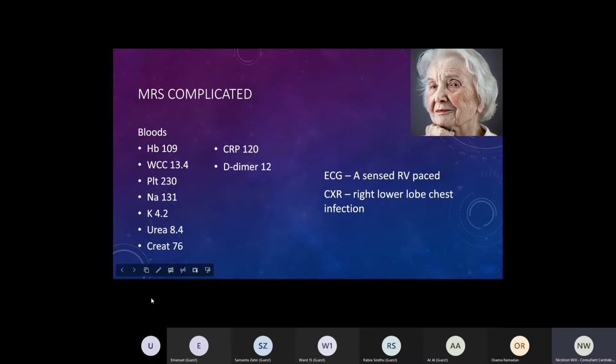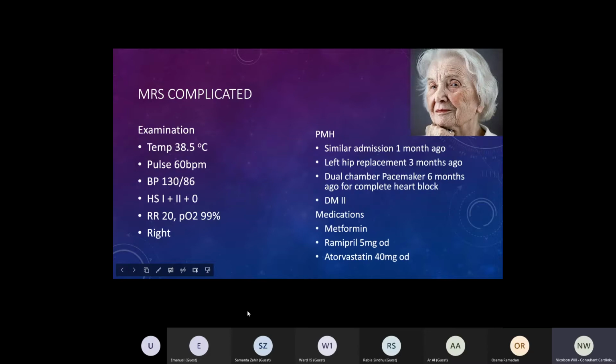So this does look like a chest infection. Are you thinking anything else? Pulmonary embolism, yeah. So that would fit with the chest pain and the recent hip replacement surgery. Can anybody think of anything else?